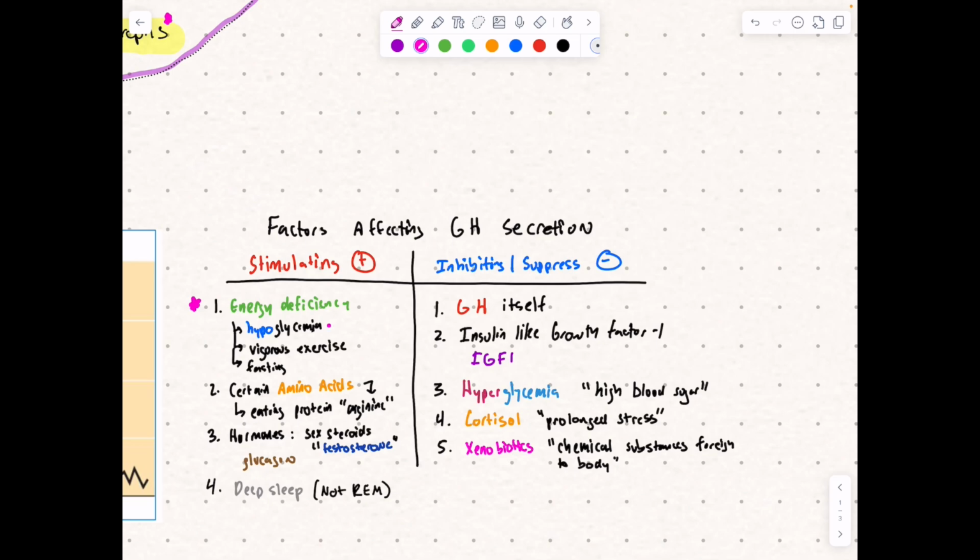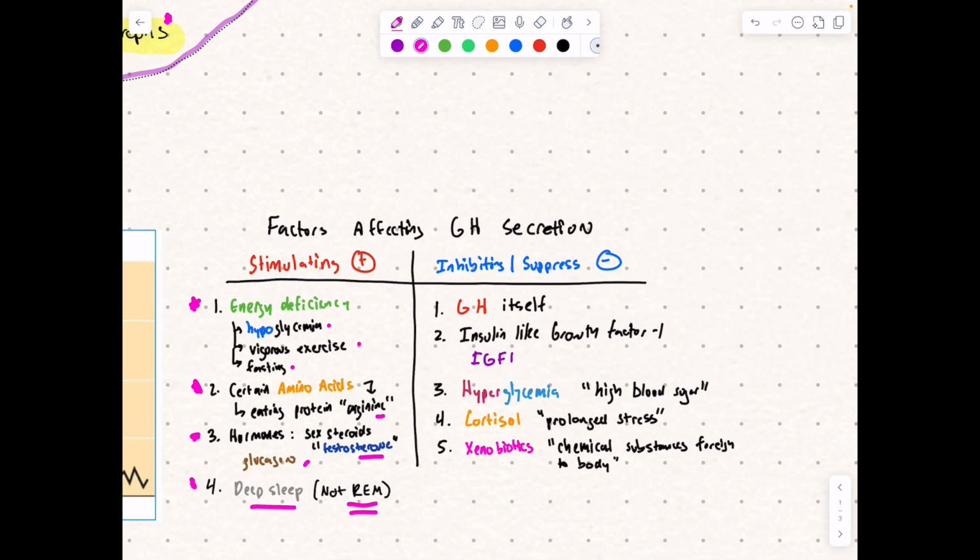All right, so other factors affecting growth hormone secretion, we have stimulating factors: energy deficiency, so hypoglycemia, not enough glucose in your blood, vigorous exercise. I think the thought is that strain on your bones is going to cause the release of growth hormone. And then fasting, certain amino acids, in particular eating a high-protein meal. And we were told the amino acid arginine in particular stimulates growth hormone secretion. And then testosterone and glucagon are also going to stimulate the secretion of growth hormone. And then finally, we've already mentioned this, but deep sleep, but not rapid eye movement sleep. Deep sleep that's not REM.